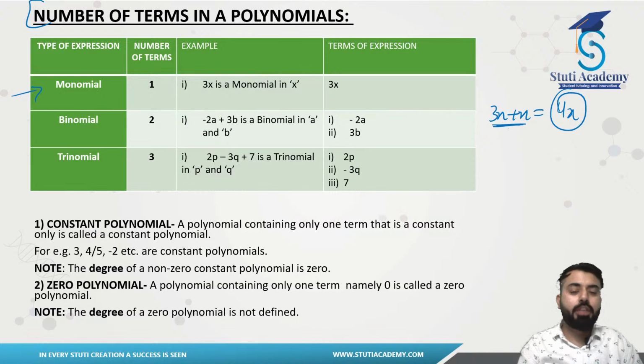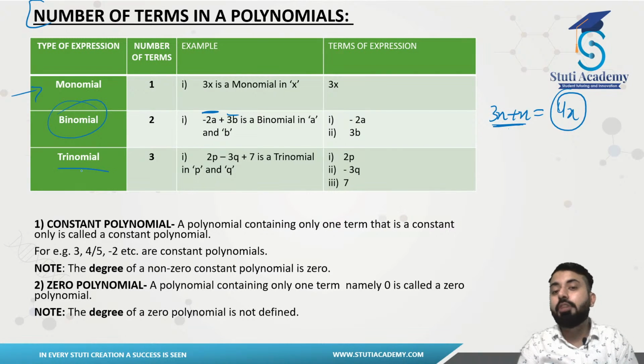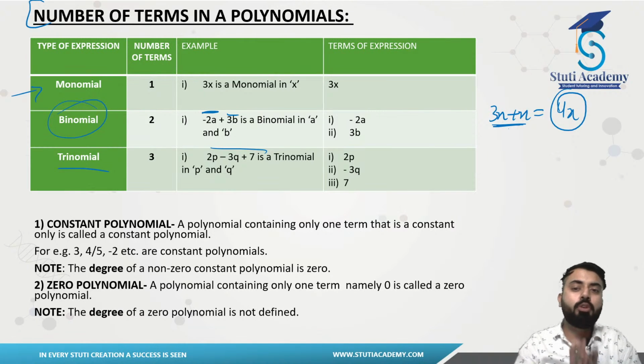Now for the case of binomial, binomial has two terms, and you can look here, negative 2x plus 3b. These are different variables and different terms. So this is your binomial. Binomial means 2. And trinomial means 3 terms. You see we have 3 different terms here. So these are the general names for the number of terms in a polynomial. Monomial has 1 term, binomial has 2 terms, trinomial has 3 terms. If you have anything more than 3, just name it a polynomial, right?